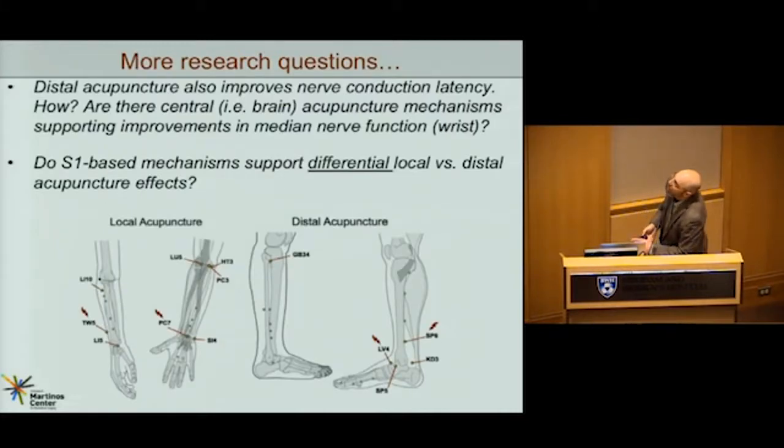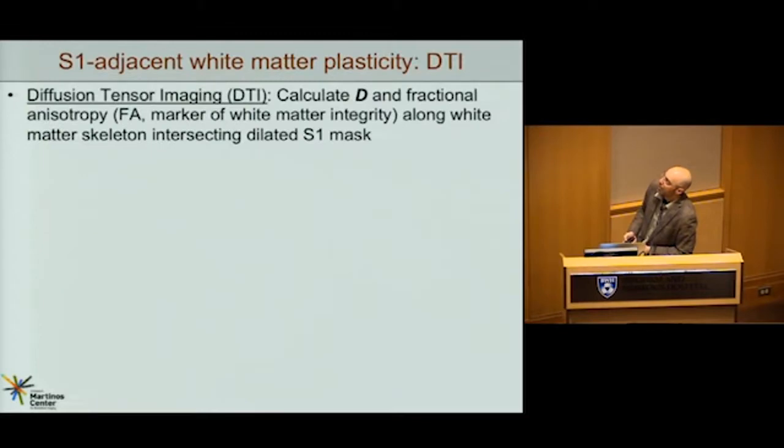So there are obviously more research questions that we need to look at. We want to differentiate local and distal acupuncture effects and look at S1-based mechanisms. And so, why are both of these getting better? Is there potentially different mechanisms by which local and distal acupuncture is working for these patients?